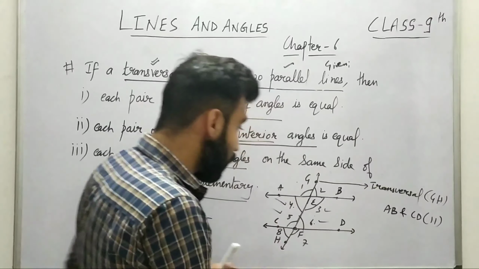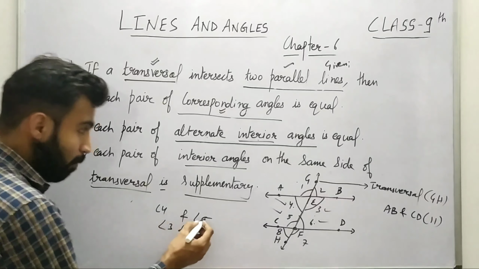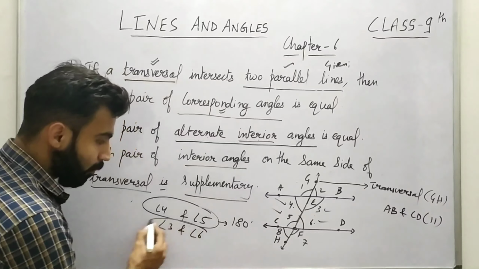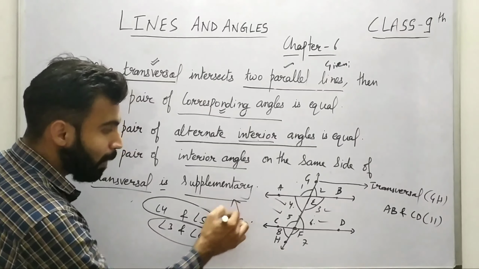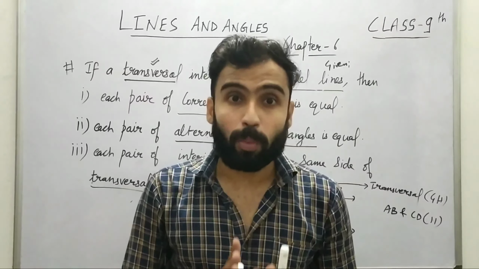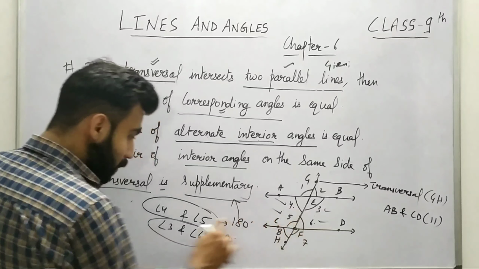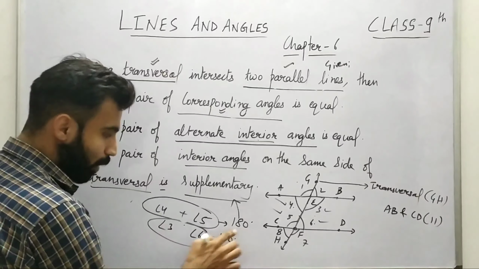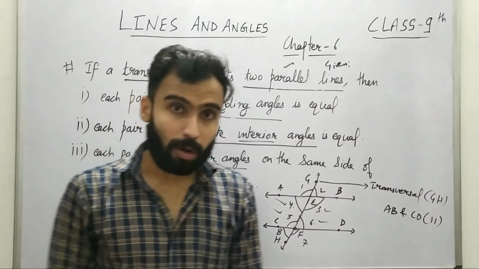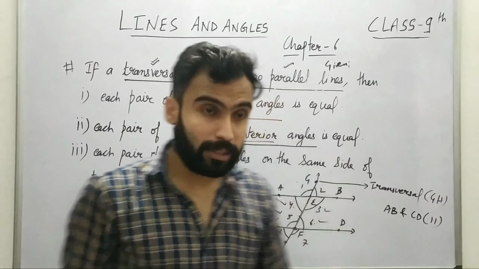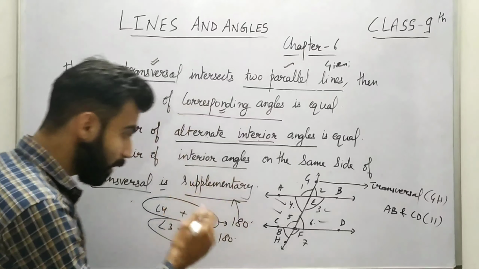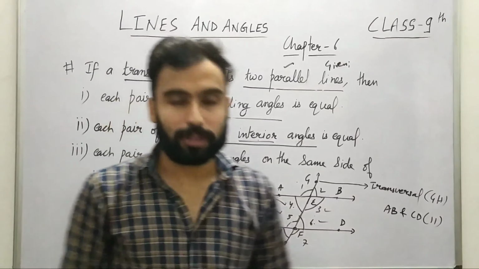Now, if the lines are parallel, then definitely the sum of these two angles will be 180. That is the meaning of supplementary here. Supplementary means a pair of angles with sum 180, right? So definitely 4 plus 5 is going to be equal to 180 and 3 plus 6 is going to be equal to 180 if and only if the pair of lines are parallel, right? Then definitely the sum of interior angles on the same side of the transversal is going to be supplementary. That means 180. So that's all.